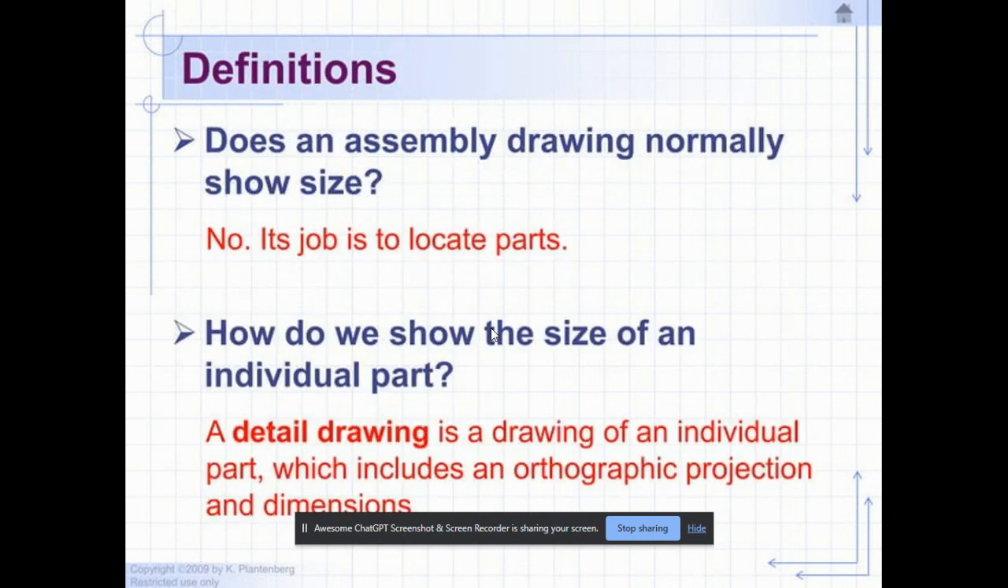Now, for us to be able to appreciate assembly drawing, these are some of the commonly asked questions that students do pose. Does an assembly drawing normally show size? And the answer is no.